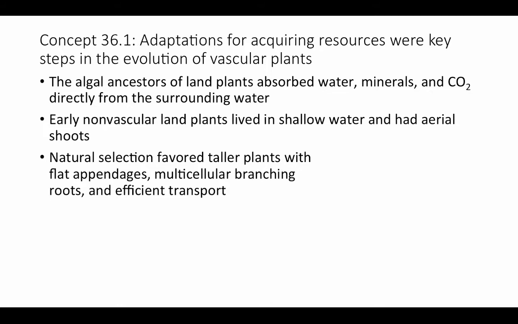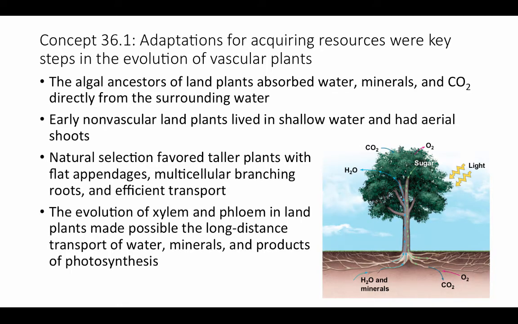And as you get taller, you need a more elaborate branching root system to hold that plant in place and to supply enough water for that taller, larger plant. So the evolution of the xylem and phloem in vascular land plants made possible the long-distance transport of all of these materials that are being gathered from the soil, the water, and minerals to move up the plant to the leaves where they're needed for photosynthesis, and transport of products of photosynthesis, distributing them throughout the plant.